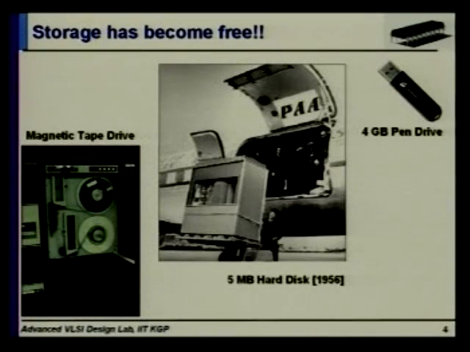The picture in the middle is quite interesting. It's a 5 MB hard disk being loaded into an aircraft. That's a 5 megabyte hard disk. On the left hand side, this is a magnetic tape drive. I believe many of you may not have seen this because they probably became obsolete before you were born. But we saw a lot of these. Anything that needed to be backed up used to be backed up on these tapes, huge magnetic tapes.